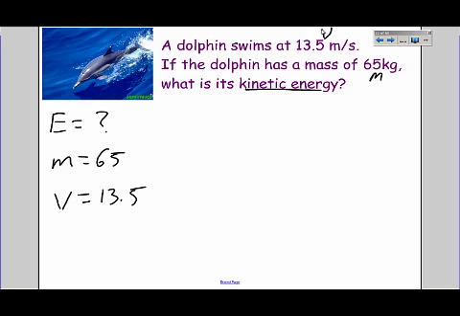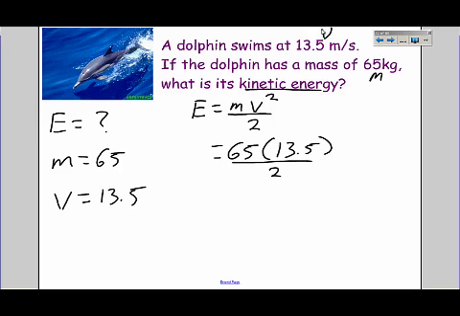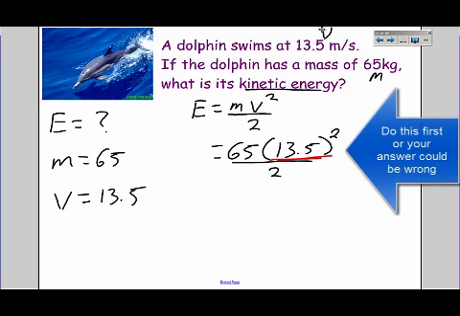So we're going to write down our formula. Remember with these questions, you get 3 marks allocated. 1 for the formula, 1 mark for the work, and 1 mark for the answer with correct units and in significant digits. So if we substitute in our numbers, 65 times 13.5 squared divided by 2. Now remember, you need to do this part first. You have to do your squaring first, or else it will change your number to something incorrect.